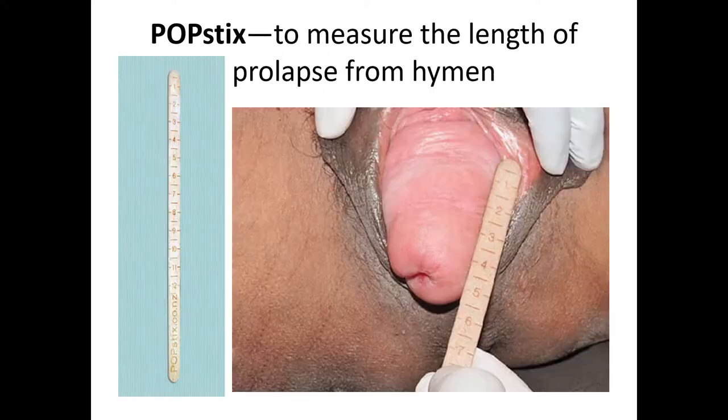We take these small tools known as POP sticks for doing the measurement. This is a simple tool with graduations in centimeters. Hymen is the landmark for all measurements. Anything above the hymen is termed as minus. Anything below the hymen, that is outside the vagina, is known as plus.